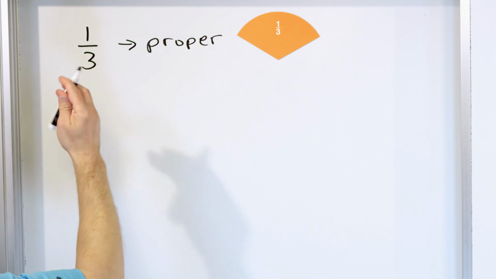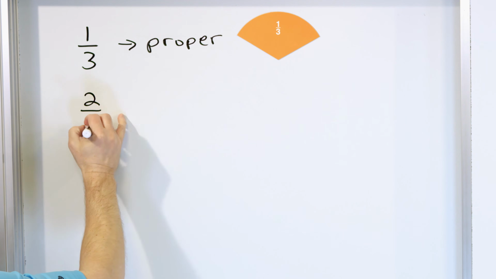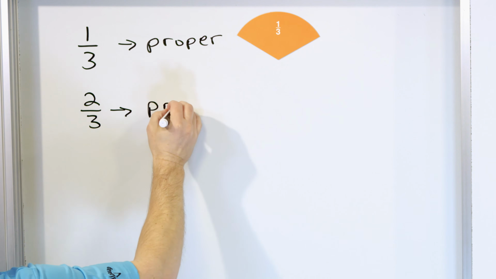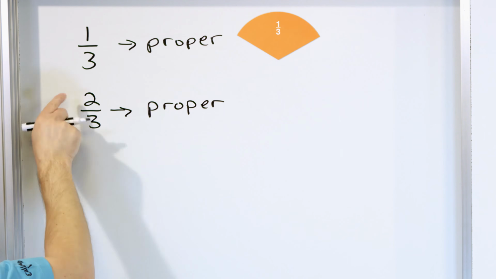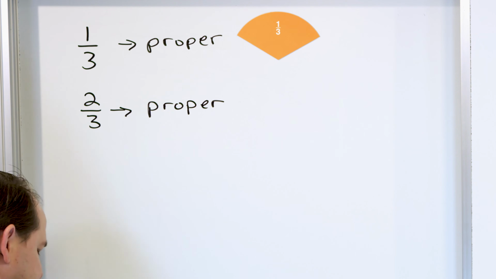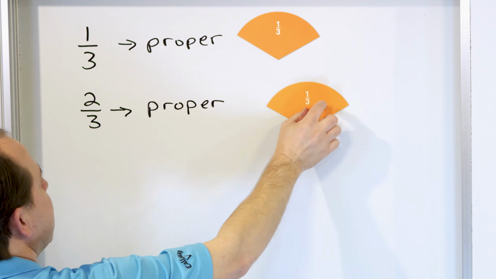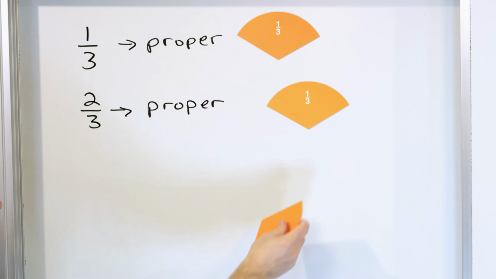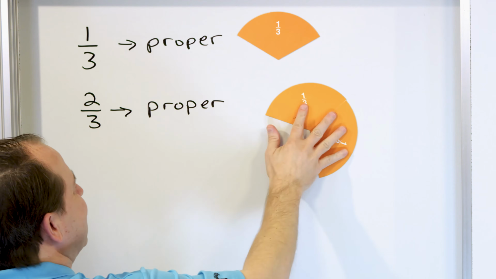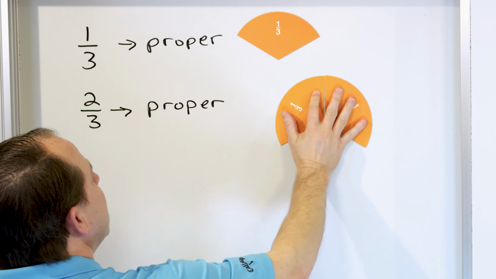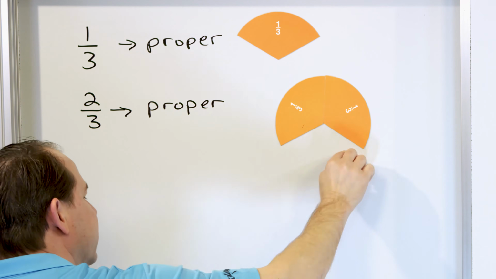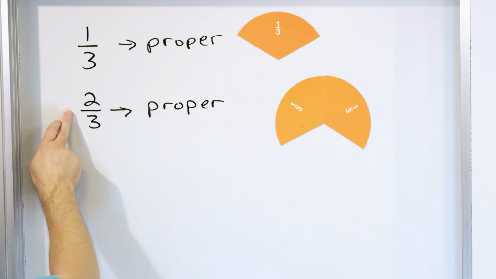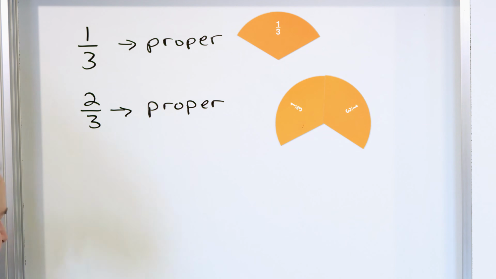Let's take a look at the fraction 2/3. This, of course, is also proper. Why? Because the top number is smaller. So any fraction where the top number is smaller is a proper fraction. This fraction would be represented by this amount of pizza or pie or whatever you want to talk about. 2 pieces when the circle is cut into 3 pieces. 2 out of 3 pieces. That's what this means. This is 1 out of 3 pieces.